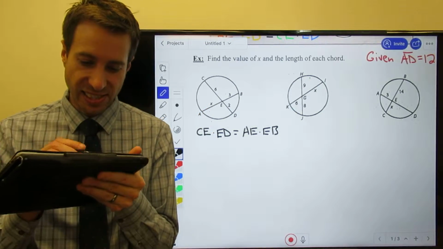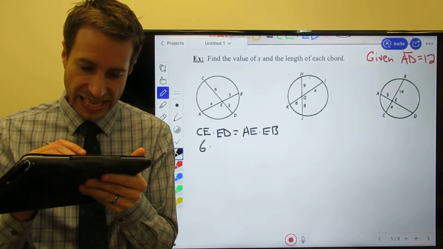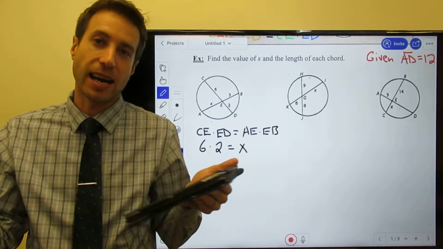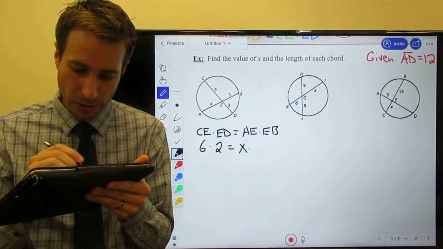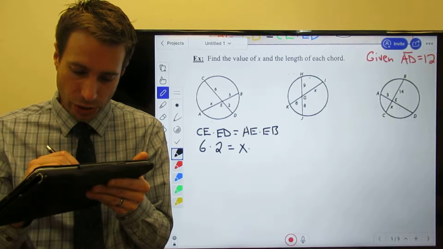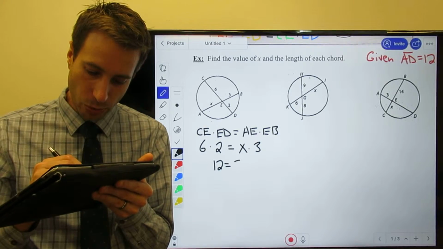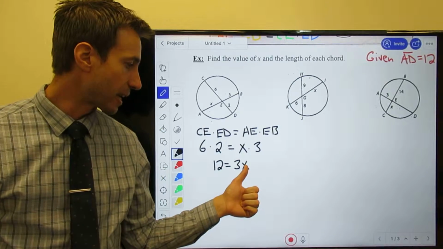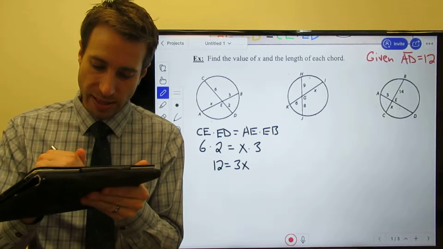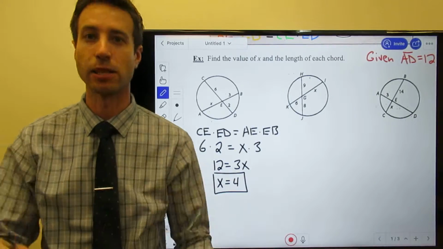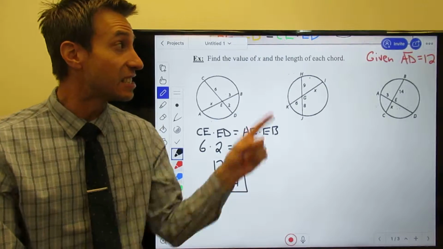Plug in the information you know, solve for the one piece that you don't. CE is 6, ED is 2, AE is x, that's what I'm solving for, multiplied by EB, which is 3. So 6 times 2 is 12, and that'll be equal to 3x. How do I get the x by itself? Divide the 3 to the other side. x has to be equal to 4. That's it, you're done.